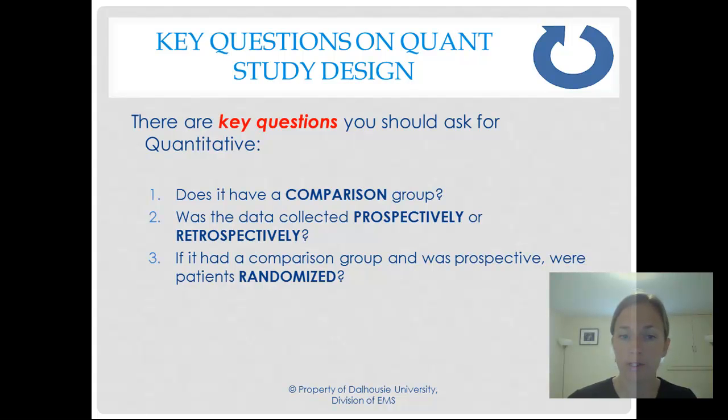The next question you want to ask yourself was, did the data get into the study prospectively? So was the data collected specifically for the purpose of the research study? Or retrospectively, as in, did the researchers go back through existing data sources, such as EMS patient care record databases, and pull data from there? And then finally, if your study that you're looking at did have a comparison group, so 2 or more groups, and it was a prospective study, you want to ask yourself if it was randomized. Were the patients entered into one study group or the other randomly?